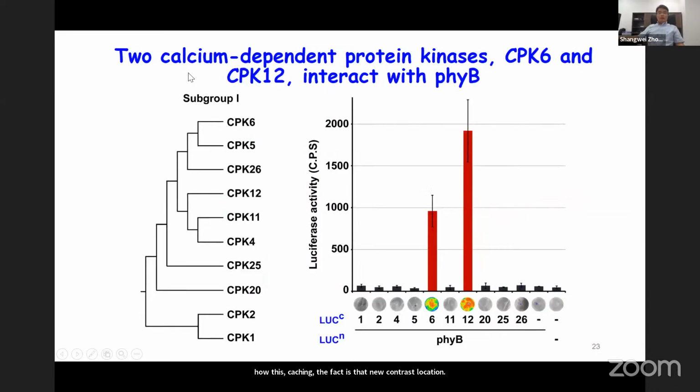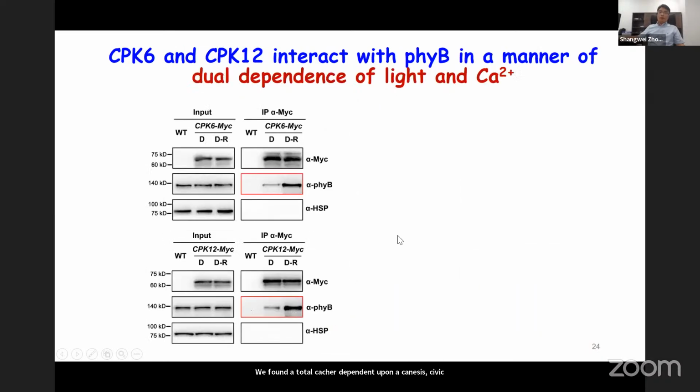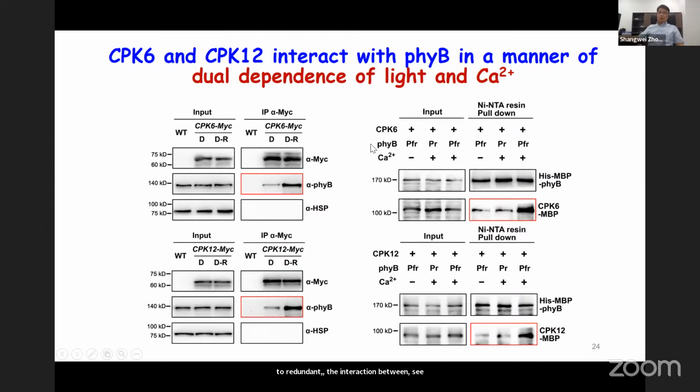By analyzing calcium binding proteins that interact with 5B, we found two calcium-dependent protein kinases, CPK6 and CPK12, can interact with 5B. By in vivo co-IP, we show that when the seedlings are transferred to red light illumination, the interaction between CPK and 5B was greatly increased. We further examined the interaction by using in vitro pull down. We found the interaction of 5B and CPKs is very specific.